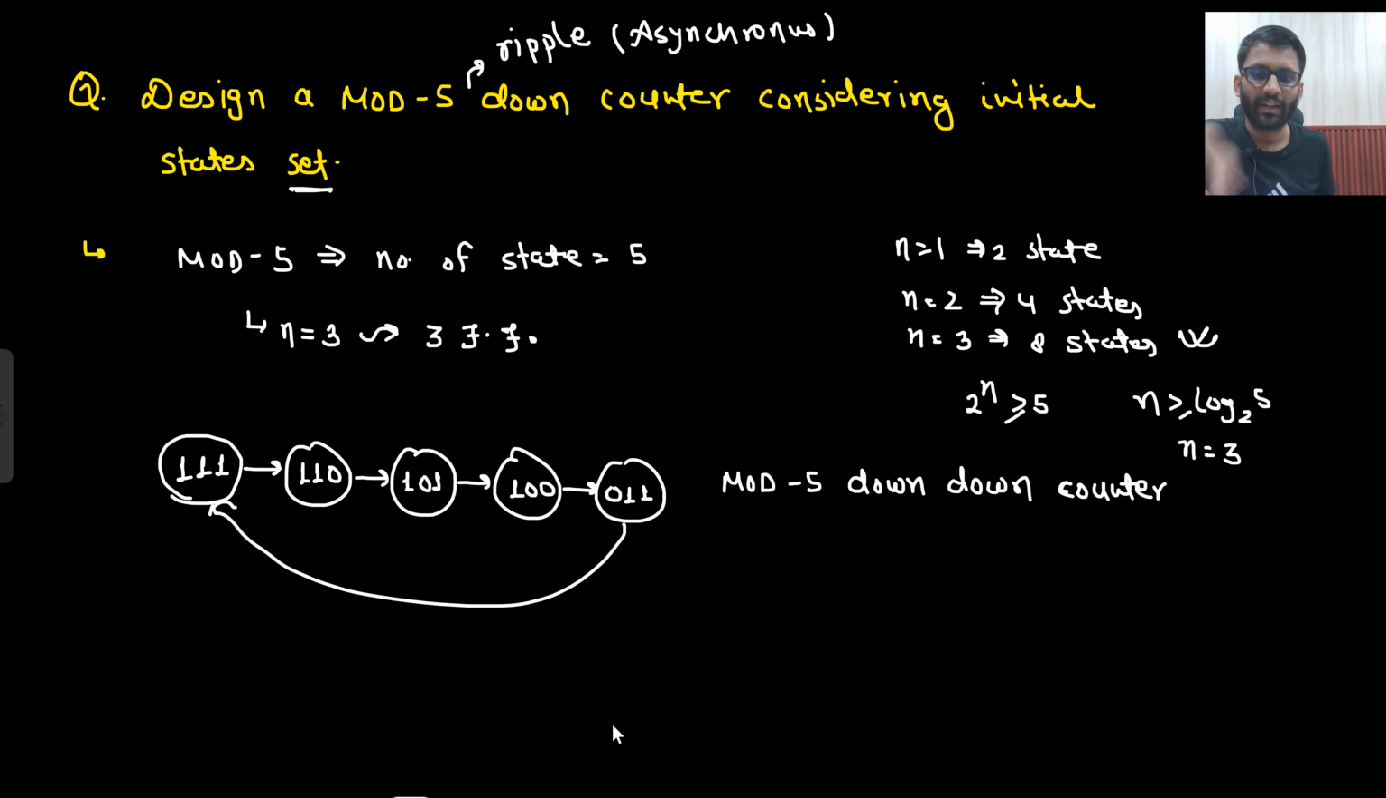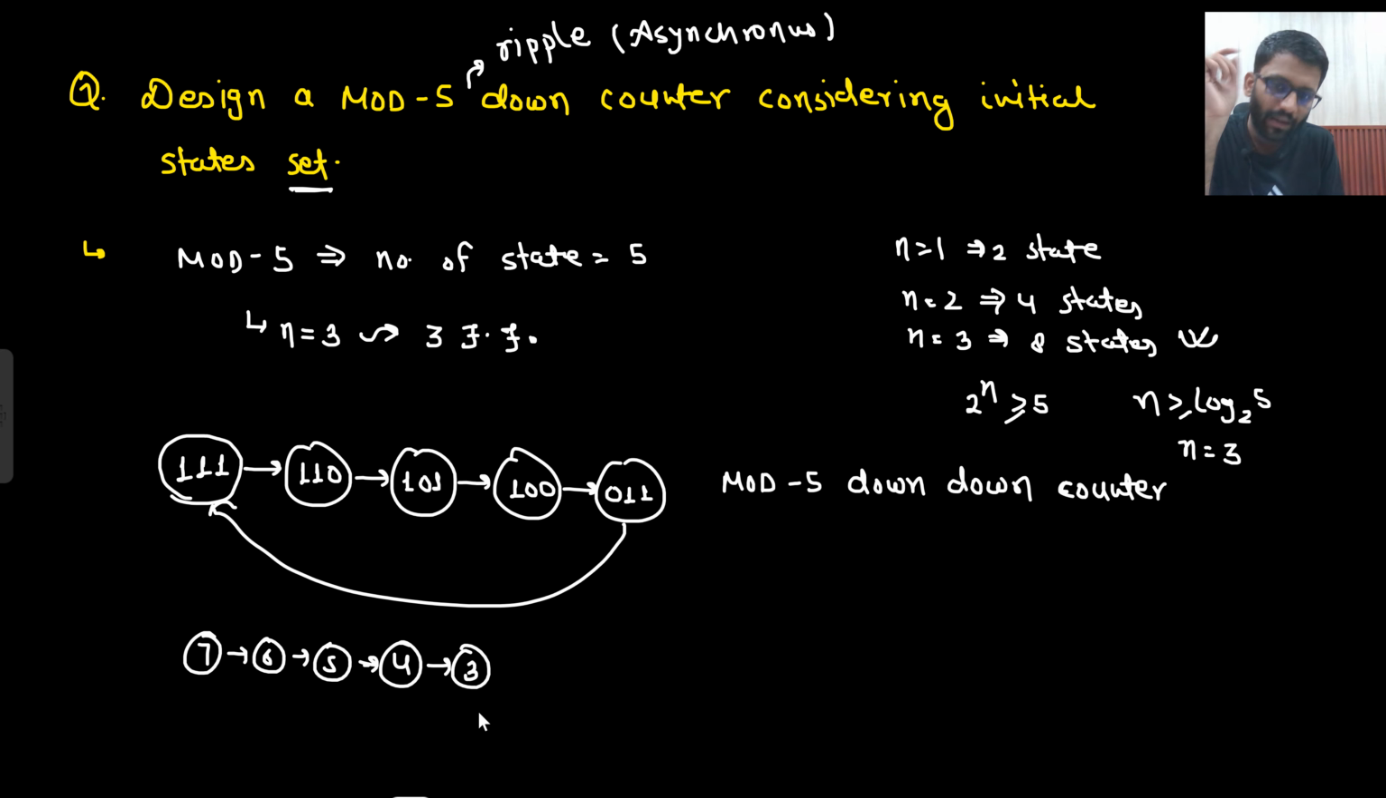So there will be 3 flip-flops, and this is how it will go: 1 1 1, 1 1 0, 1 0 1, 1 0 0, 0 1 1. What is the usual counter we have studied? It goes from 7, then 6, then 5, and keeps on going, then 4, then 3. After that you don't want 2. After that you would come to 2, but you do not want this. You again want to go back here.